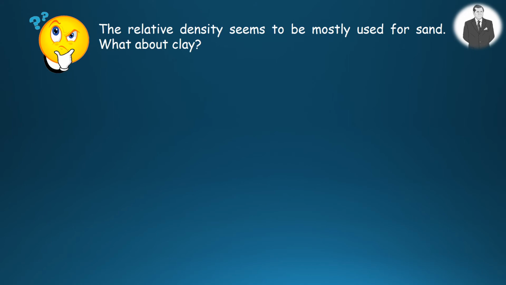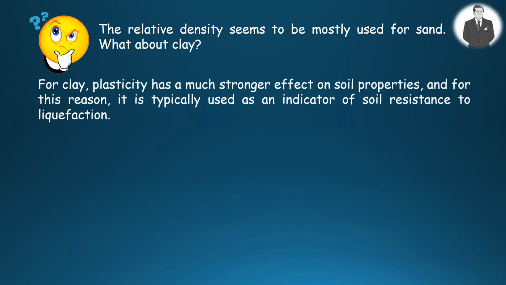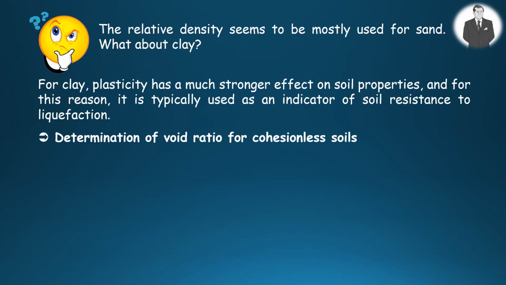What about clay? For clay, plasticity has a dominant effect on soil characteristics, and thus it is typically utilized as an indicator of soil resistance to liquefaction. The steps for the determination of void ratio of cohesionless soils are as follows.